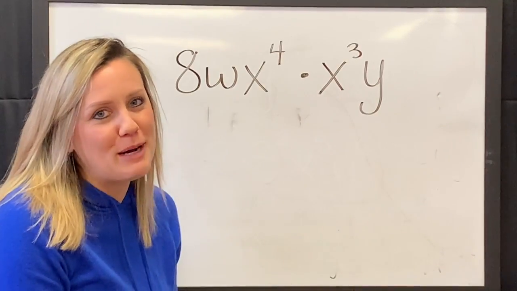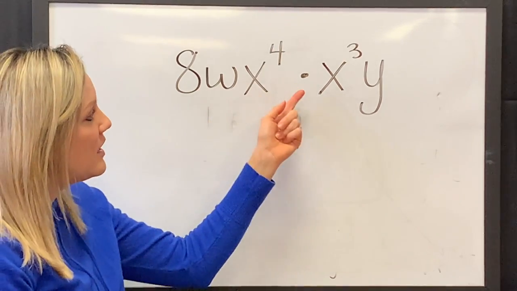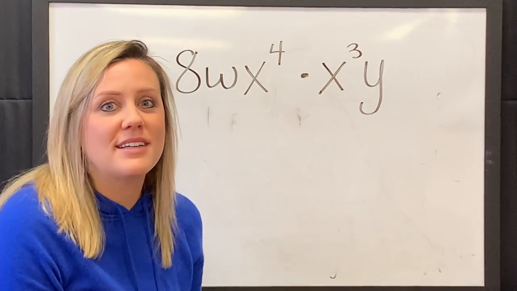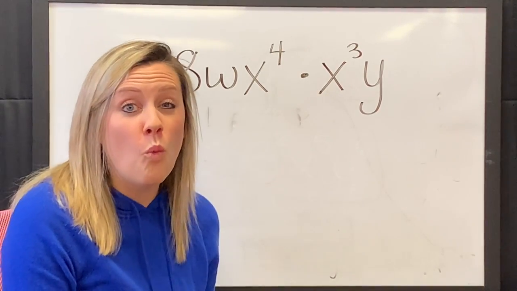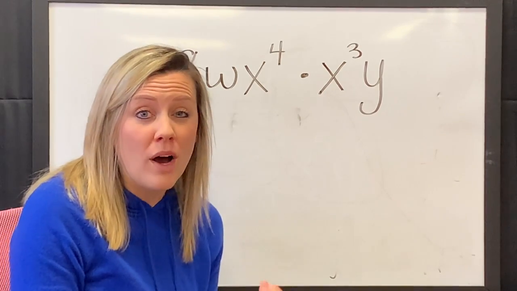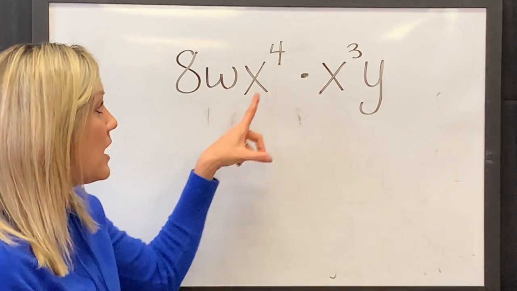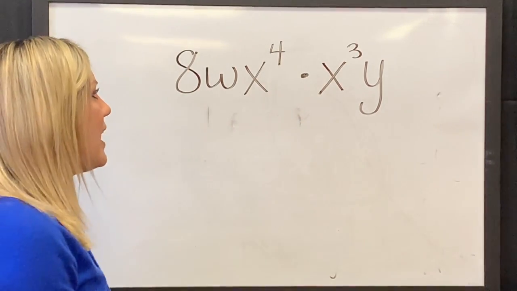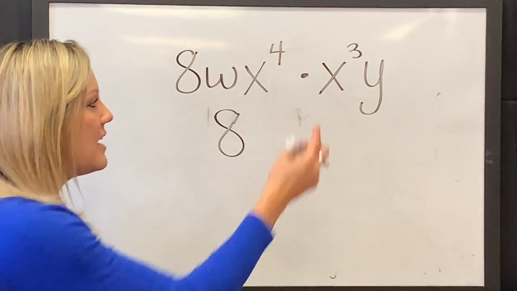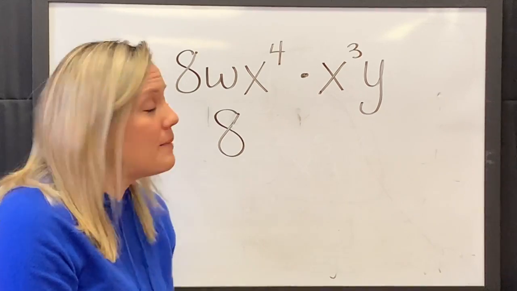Okay, let's just do one more problem. Here is our last problem for today. We have 8w x to the 4th power times x to the 3rd power y. So I want you to look at this, and we actually only have one thing that we can combine because we only have one similar base. The base of x shows up in both parts. So we have our 8 here, and we're not going to be able to combine our 8 with anything because there's not another number out there. So I'm just going to rewrite it, okay?